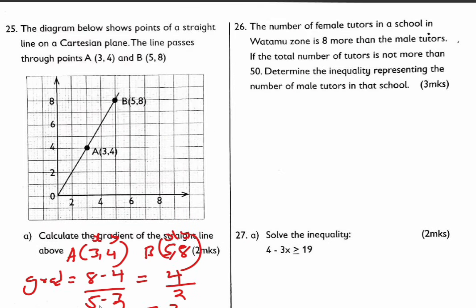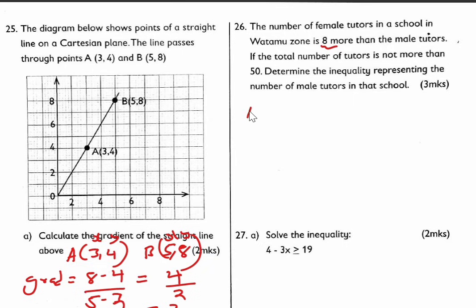We continue with question number 26. The number of female tutors in a school in our term zone is 8 more than the male tutors. If the total number of tutors is not more than 50, determine the inequality representing the number of male tutors in that school. So we're going to form the inequality. Because the female tutors are more, we have 8 more than the male tutors. Let the male tutors be x.